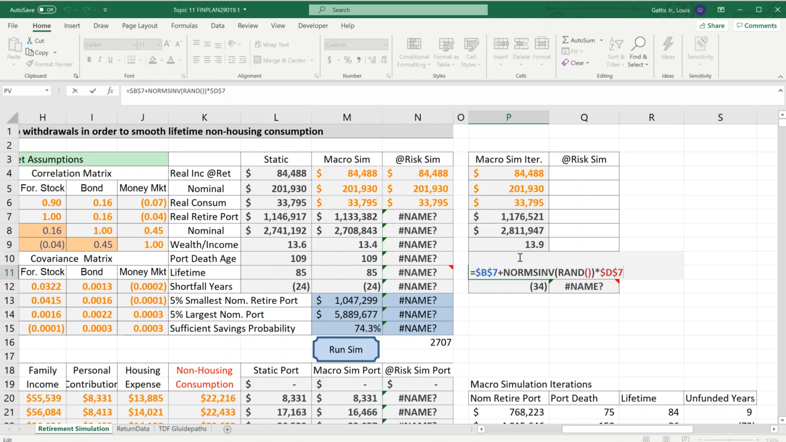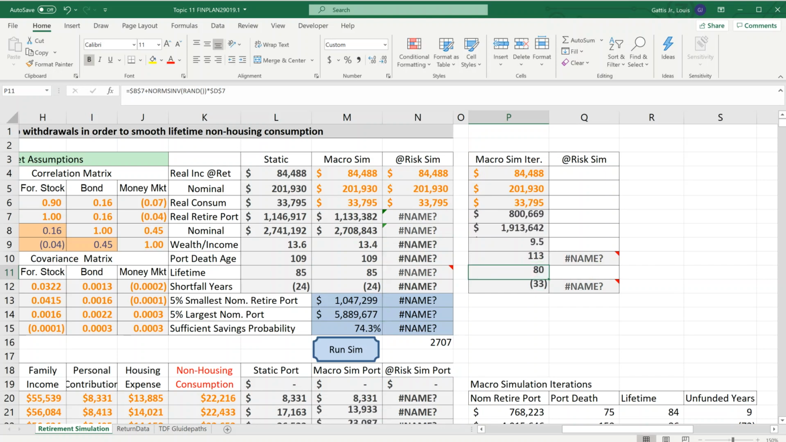Now here's my random walk model of death. It's your life expectancy, 85 years in this case, plus the NORM.S.INV of RAND, that random number, times the standard deviation of lifespan. So every time I hit F9, that's the age of my death. So I died at 83, 81, 94, 93, 89, 87, and so on.